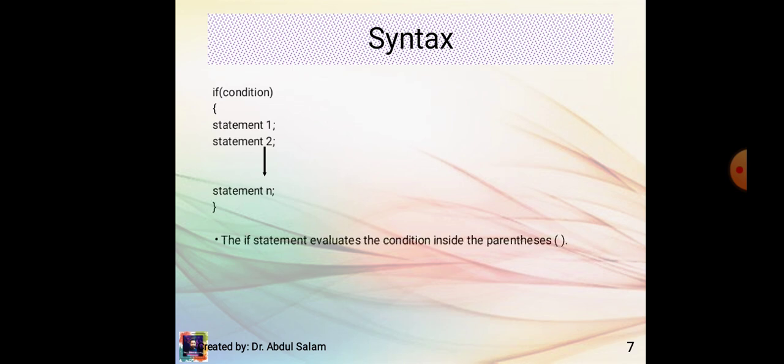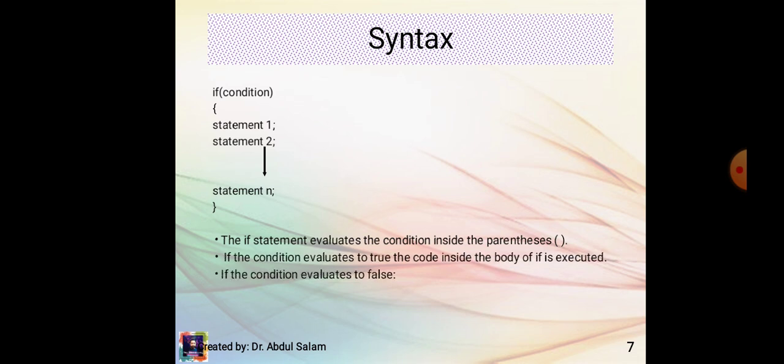Syntax. If, then condition, statement 1, statement 2 up to statement n. The if statement evaluates the condition inside the parenthesis. If the condition evaluates to true, the code inside the body is executed. If the condition evaluates to false, the code inside the body is skipped. The code inside the braces is the body of the if statement.